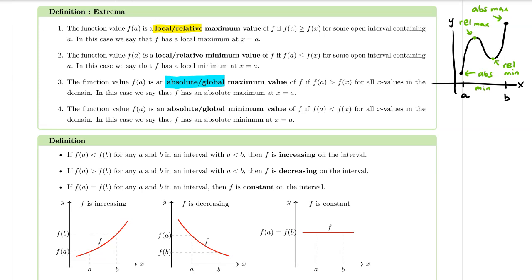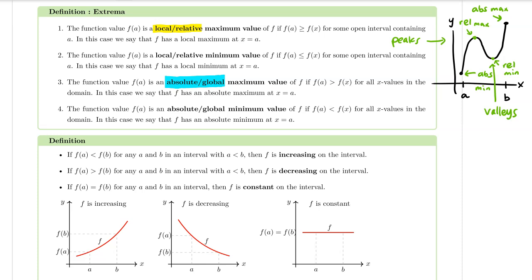So notice absolute means it's the absolute highest or lowest, and then relative maximums and minimums are relative to the neighborhoods or the areas around them. For relative maximums, I usually call these peaks, or I like to think of them as mountain peaks, and then relative minimums, we can think about them as valleys. All right, let's move on to the other definitions.